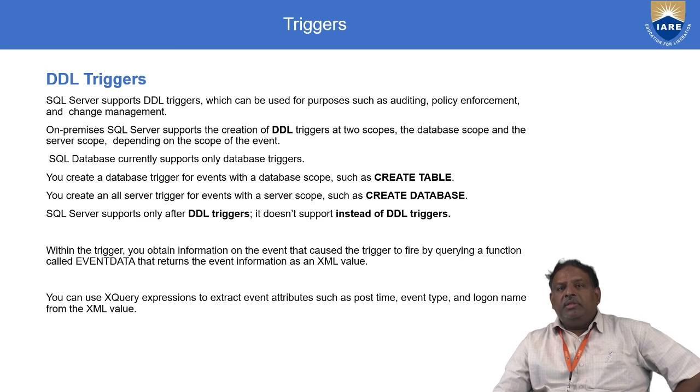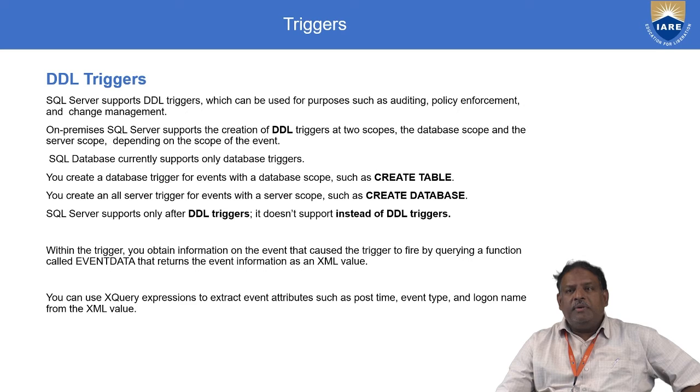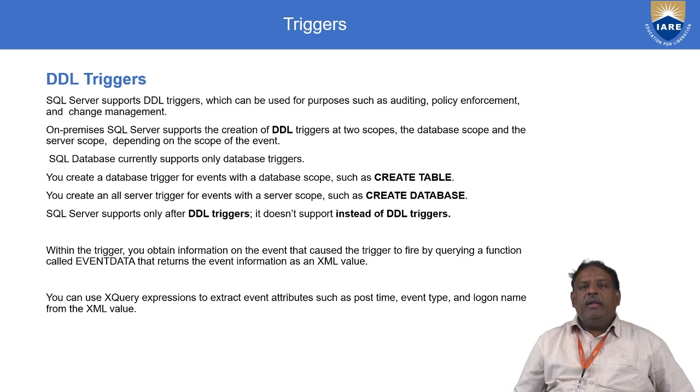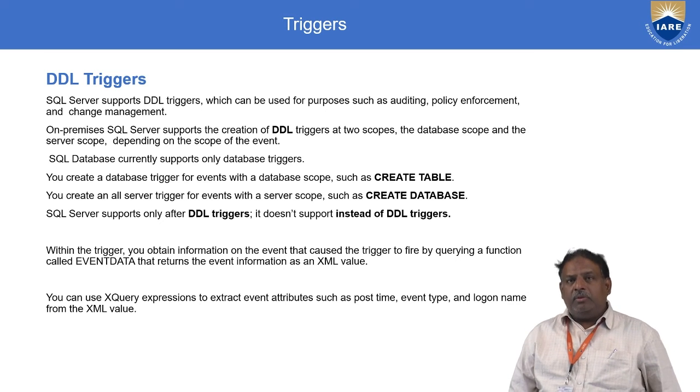Okay, within the trigger, you can obtain information on the event that caused the trigger to fire by querying a function called EVENTDATA that returns the event information as an XML value. This event data will contain the total information in XML format. You can use XQuery expressions to extract event attributes such as post time, event type, and login name from the XML value. Let us see the example.